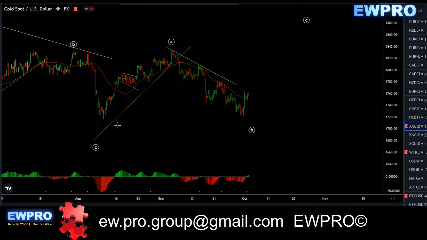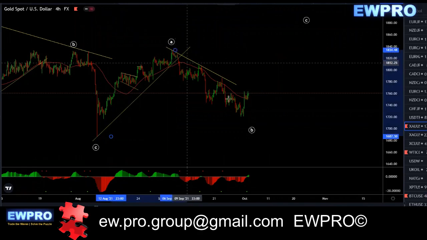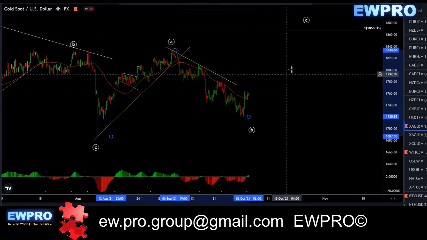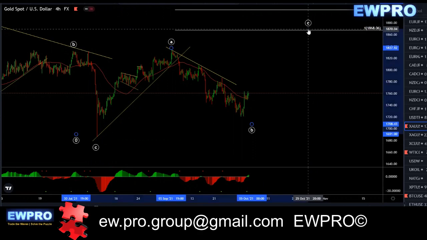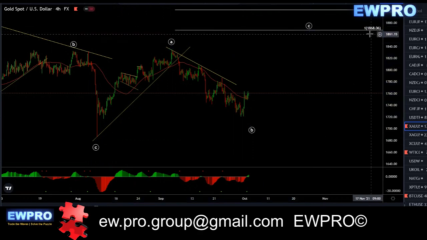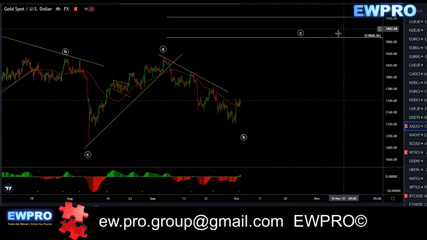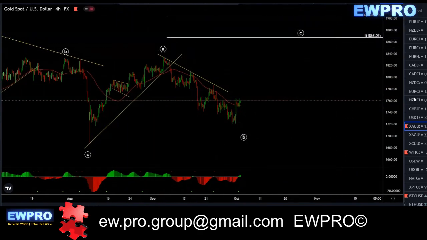You can actually draw the target on this one. It's pretty much enough data there to look for that buy. So you're looking at that 1868 for your first target.